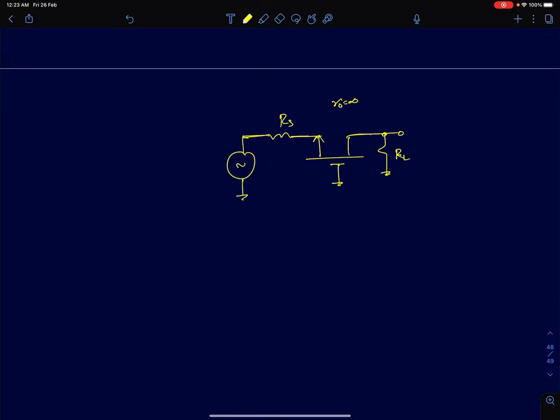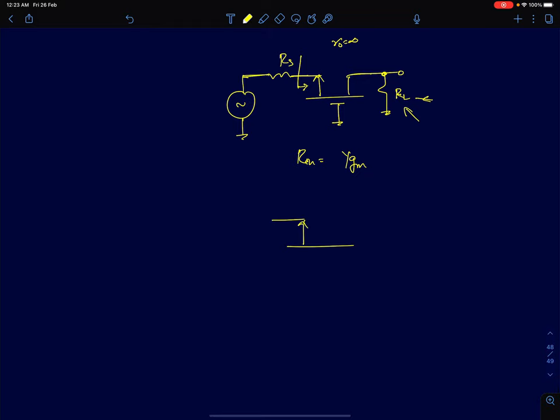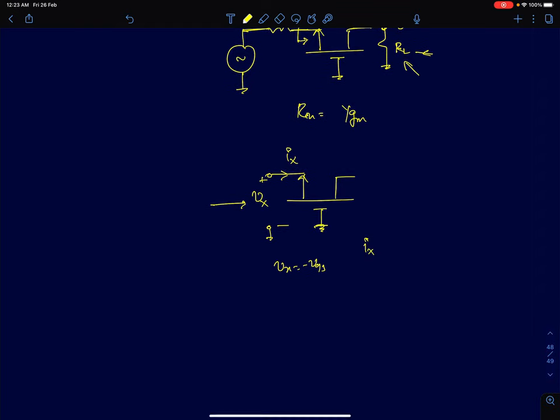So first, if R0 is infinity and the load resistance and source resistance are finite, we'll calculate the input resistance, which is the resistance seen at the input of the common gate amplifier. The input resistance will still be 1 by gm itself. It is independent of RL, and that can be quickly seen here. If you take a MOSFET and apply a voltage Vx at the source terminal with respect to AC ground, the gate is at AC ground. So Vx is simply equal to minus Vgs, and letting Ix be the current, current will flow from drain to source. So Ix is equal to minus gm Vgs, which is equal to plus gm Vx. If you take the ratio of Vx by Ix, which is the input resistance, it is simply 1 by gm.